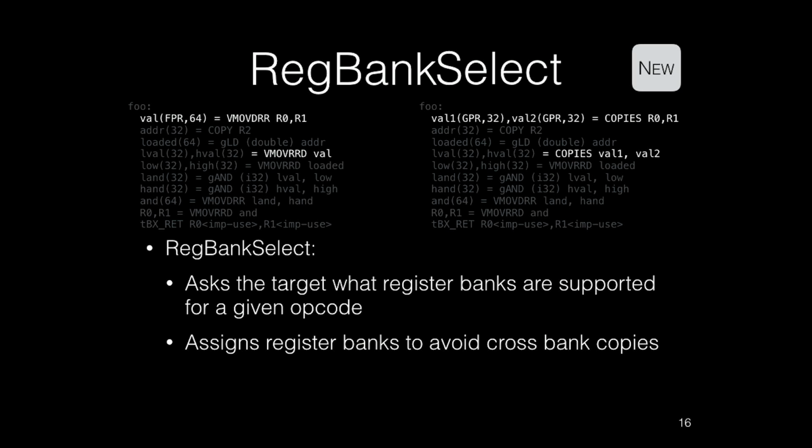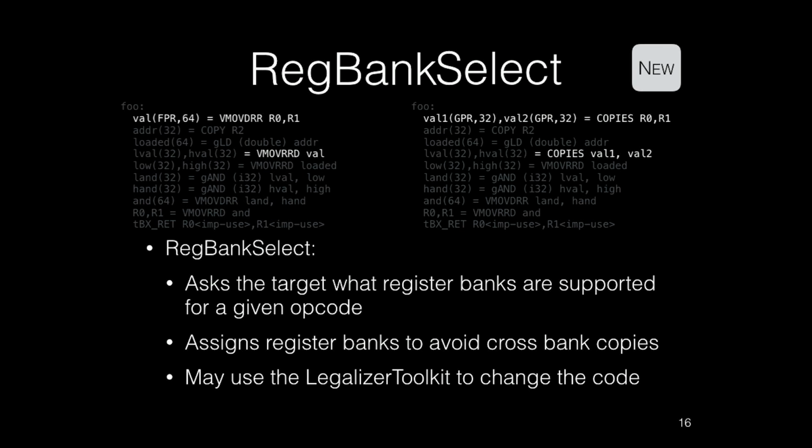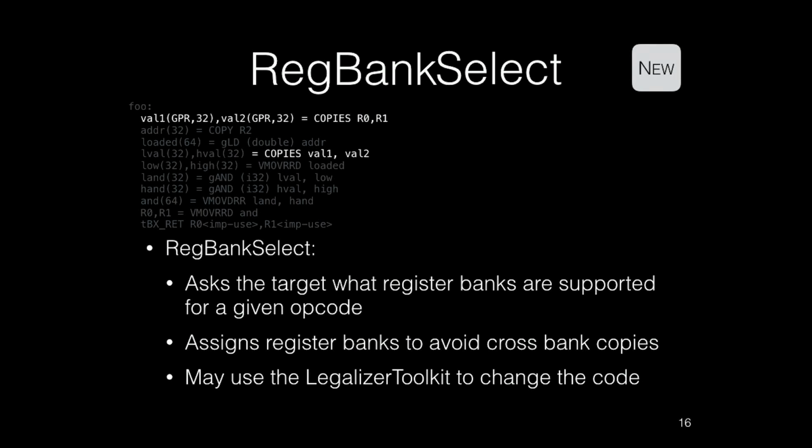And if you think about it, what we just did is that we took a fancy copy of a 64-bit value, and we expanded it into two 32-bit values. And this looks like legalization, right? So we may use this legalizer toolkit that I mentioned previously. I know it's kind of a stretch to think in these terms, but let me take another example.